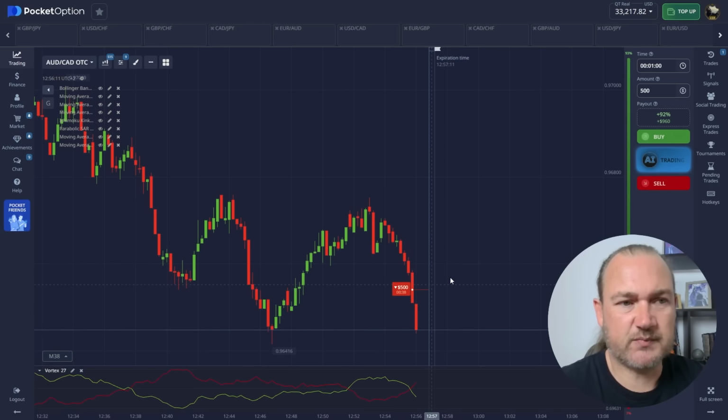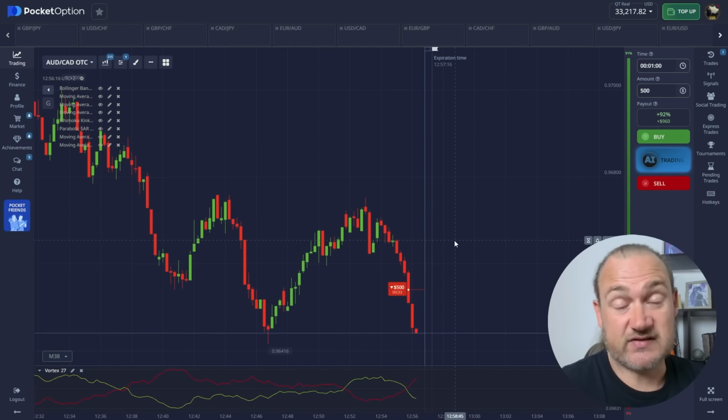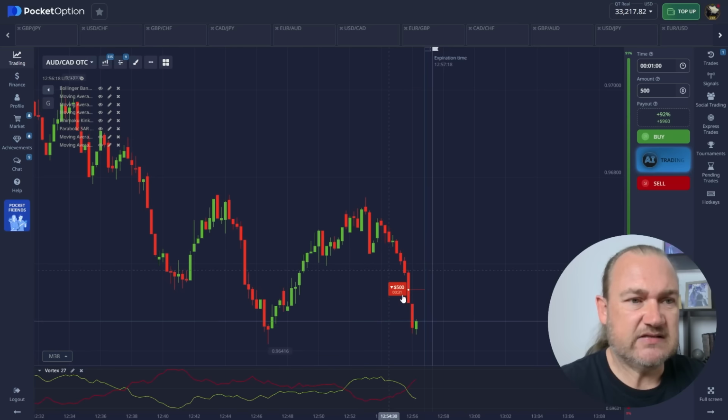This is a very good setup. This is something that I will trade quite often if I see it. If I see it happening, this is the ideal setup. Although I would have liked to get in at this price here. I saw this a little bit late, but let's see what happens.